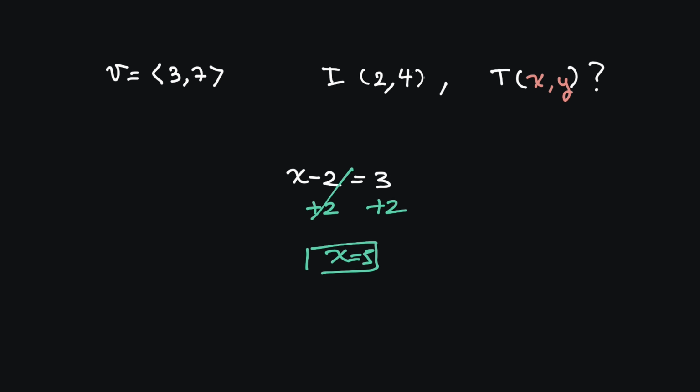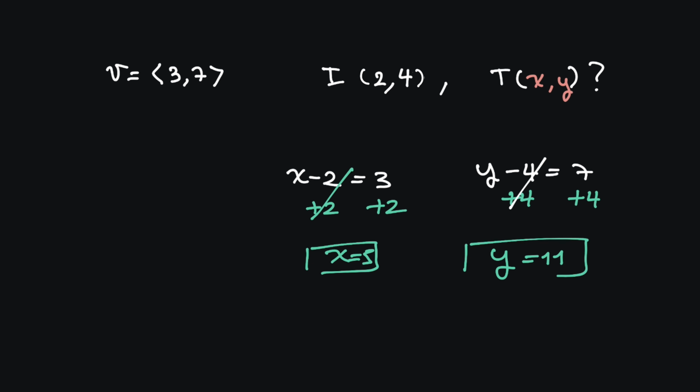The same goes with y. We know that the vertical component is the result of subtracting these two coordinates. So y minus 4 must be equal to 7. And we can solve this equation fairly easy. Plus 4 plus 4. This is gone. 7 plus 4, it's 11. So y is equal to 11.